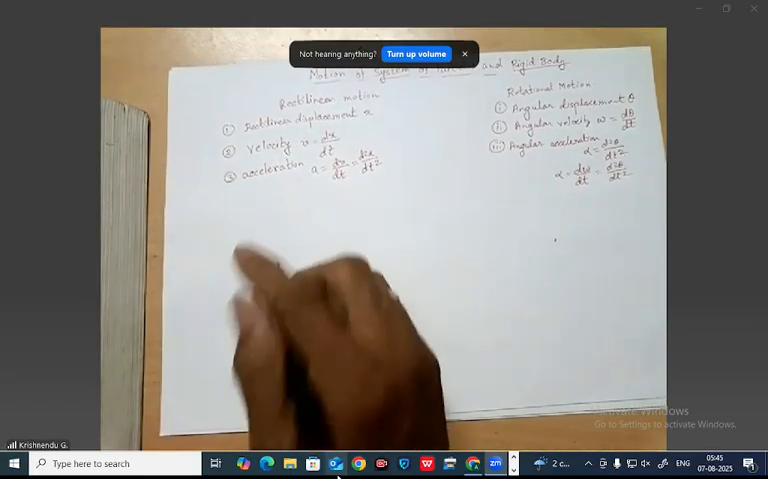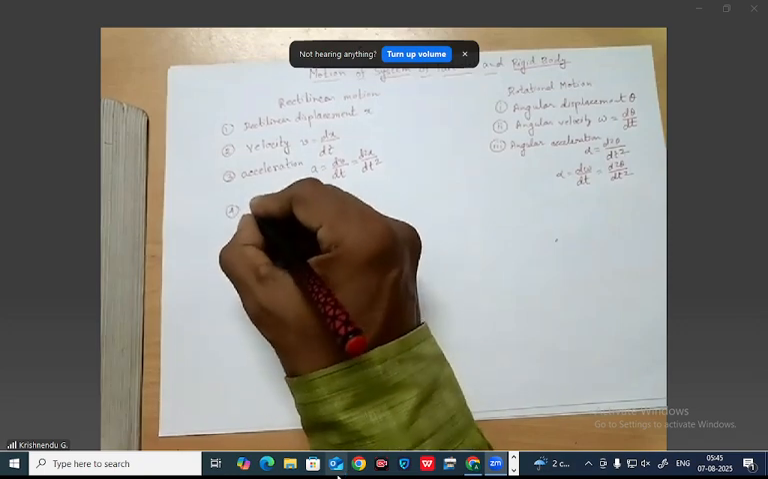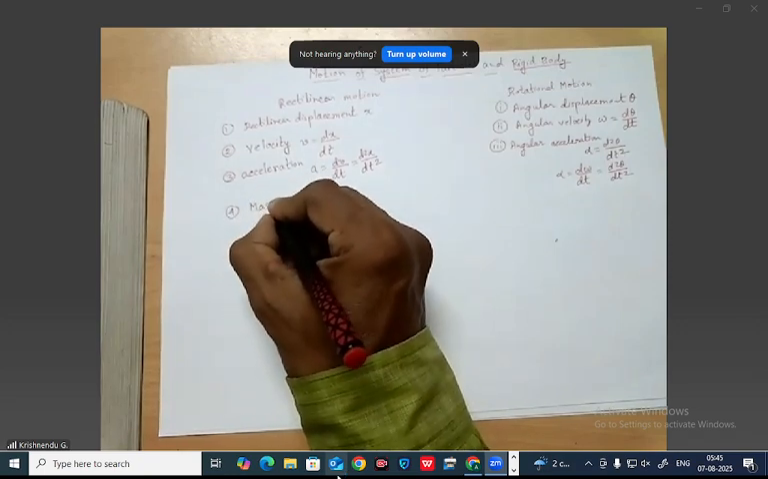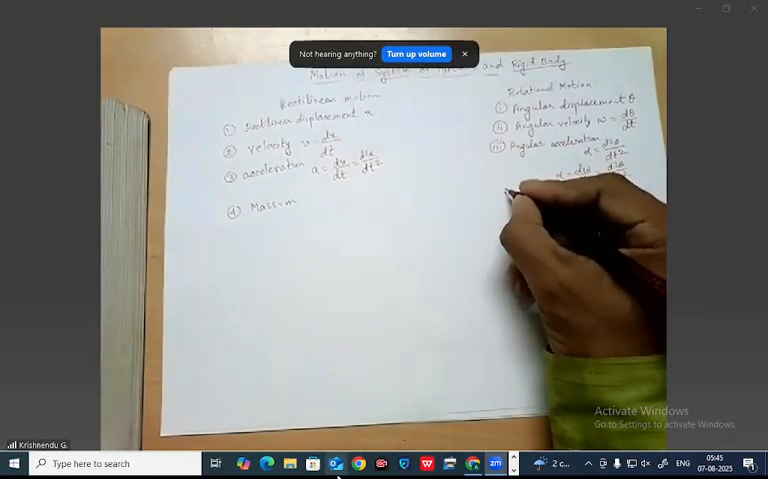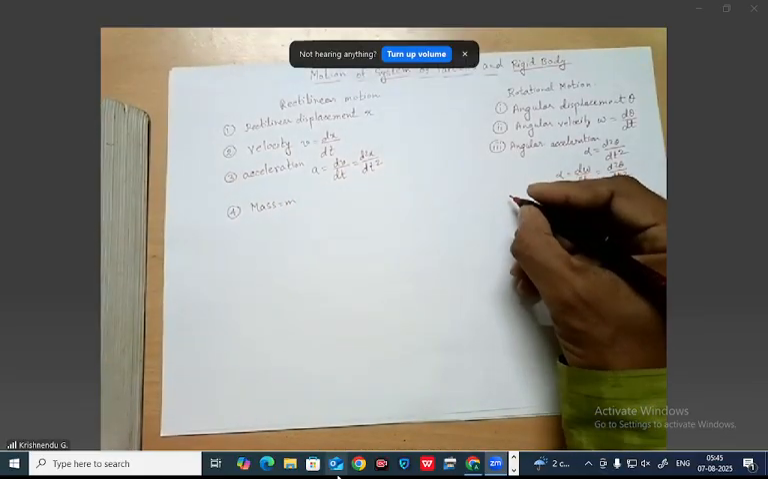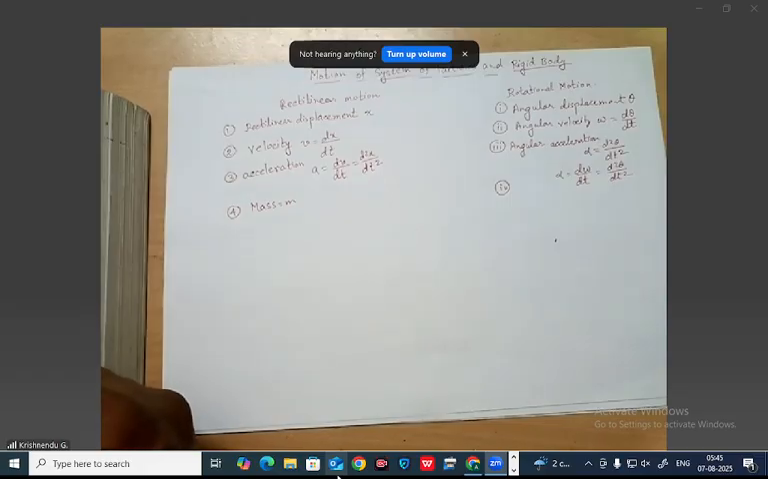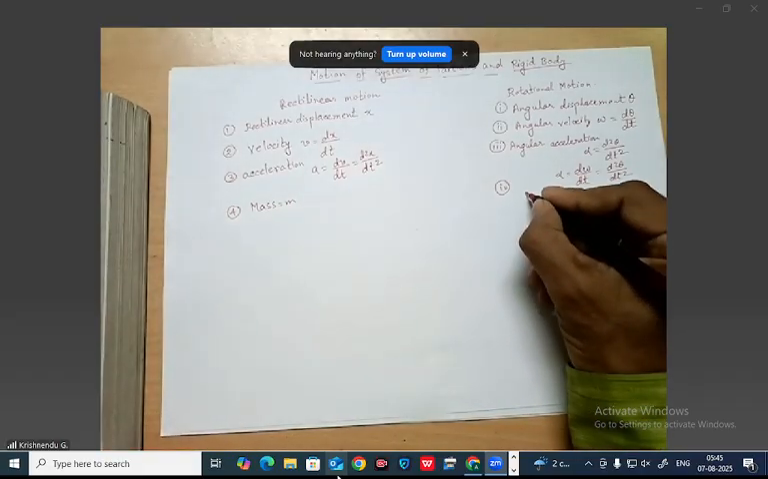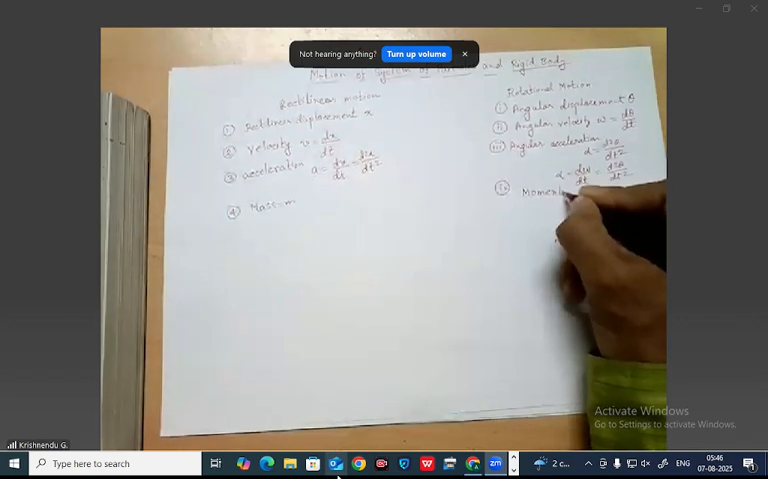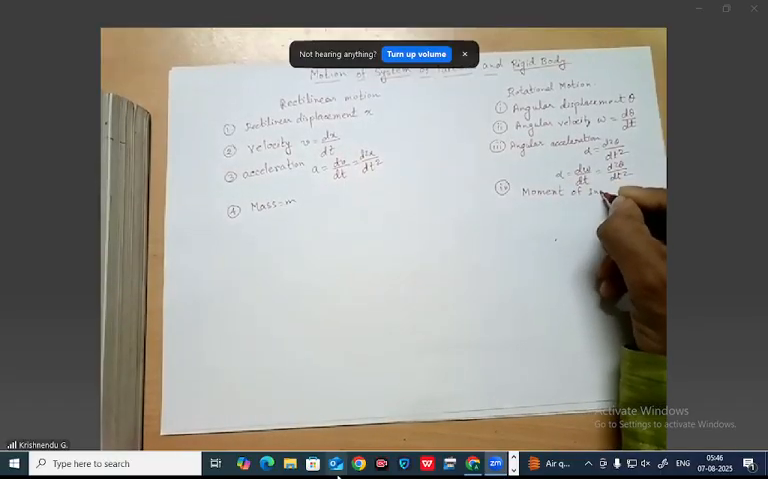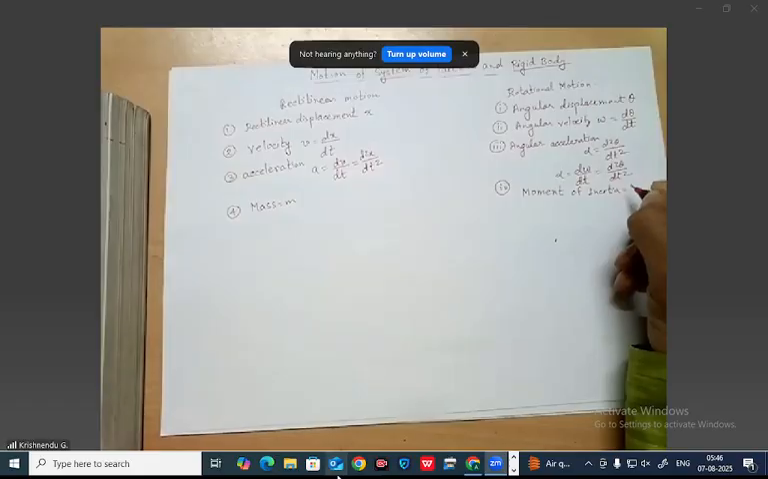Number four is mass. Mass is represented as m. In case of rotational motion, mass is represented as I. I means moment of inertia.